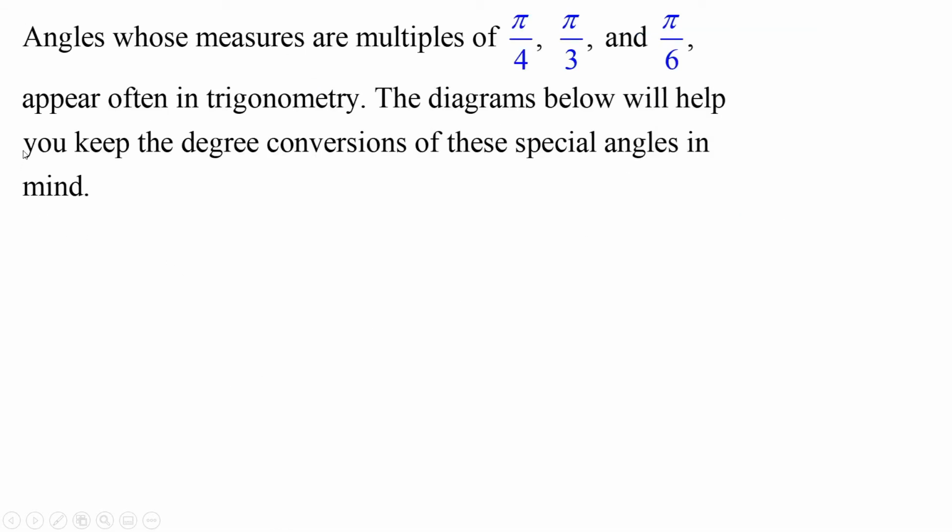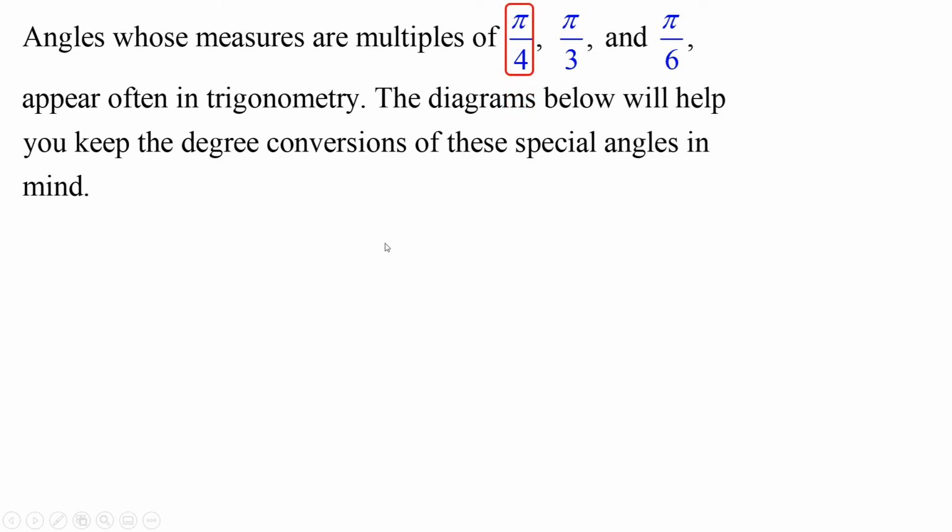Okay, now angles whose measures are multiples of pi over 4, pi over 3, and pi over 6 appear often in trigonometry. These are our key angles in the first quadrant right there. The diagrams below will help you keep the degree conversions of these special angles in mind. All right, so some special diagrams that I want you to write down. I think I might even be giving you a copy of these today.